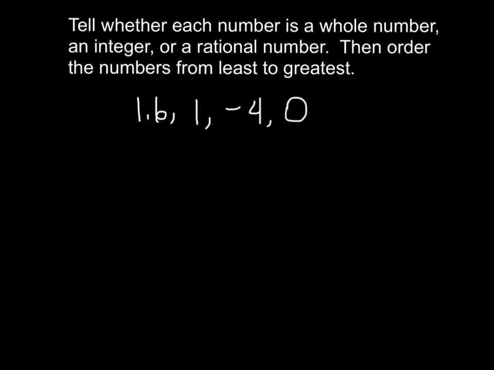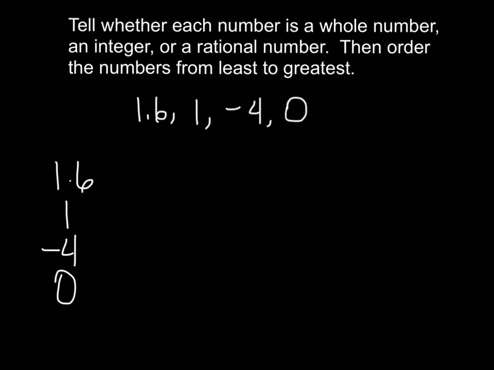If we have this list of numbers, 1.6, 1, -4, and 0, and the instructions say to tell whether each number is a whole number, an integer, or a rational number, and then order the numbers from least to greatest, we can say, okay, no worries, we can do that. 1.6, 1, -4, and 0. I listed them vertically for just a second so that we can group them easily.